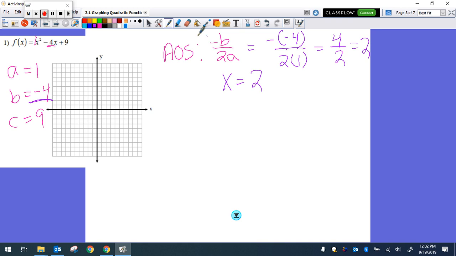Now that we found it, let's talk about what in the world is it. Your axis of symmetry is an imaginary line that's going to cut your parabola in half. Okay? So this parabola will be cut in half at x equals 2. So there's your imaginary line. That's going to cut it in half.